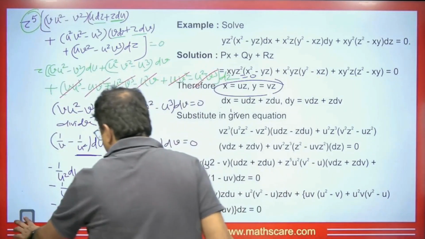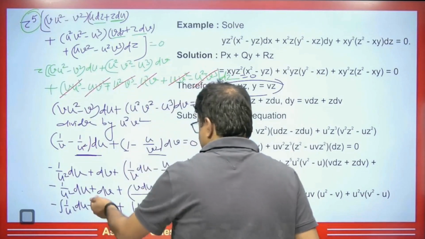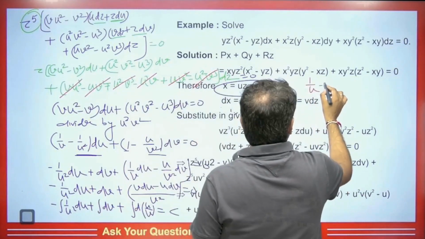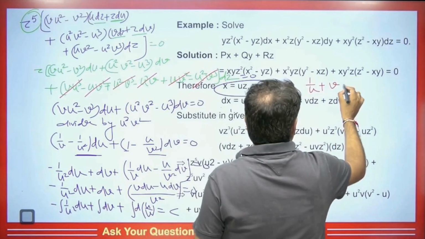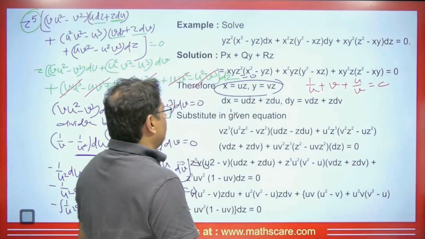We integrate this term. So we know here that the integration of minus 1 upon u square is 1 upon u. Plus this will become v. Plus we will get u by v is equal to c. And we have assumed this value.